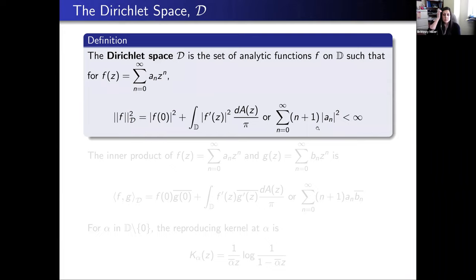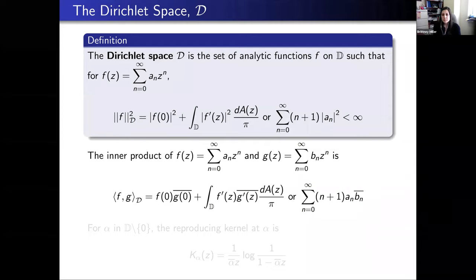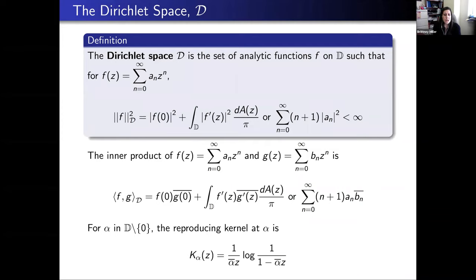And again, we have this series representation as well for the Dirichlet space. We'll come back to this, but we'll notice that this integral here is really an integral that measures or counts the area of the function applied to the disk, counting multiplicity. And again, we can follow this along with the corresponding inner products here. The reproducing kernels are a little bit different here in the Dirichlet space, where we have 1 over alpha bar z and then the log of what looks like the reproducing kernel in the Hardy space.